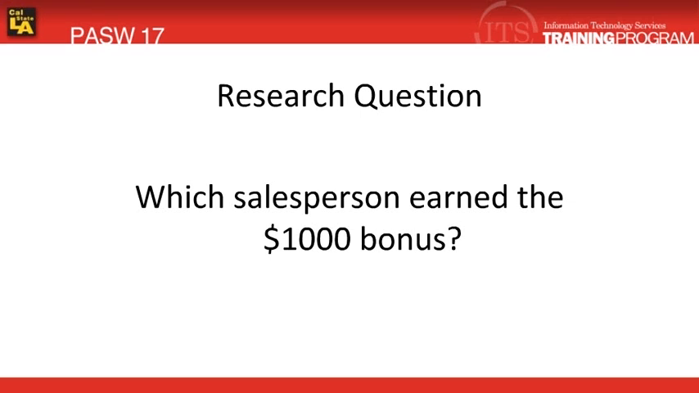In the previous module, each salesperson's yearly sales was predicted using multiple regression. The criteria for earning a $1,000 bonus is that a salesperson had to have made $2,000 or more than their predicted sales amount. We'll use the compute command in PASW to identify every salesperson who meets this criteria in one step, instead of going through the data file and manually calculating the difference. Let's begin.